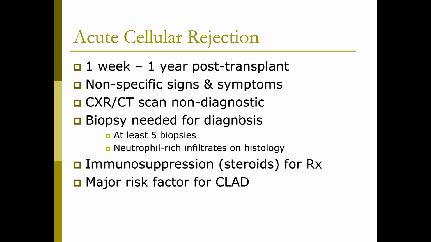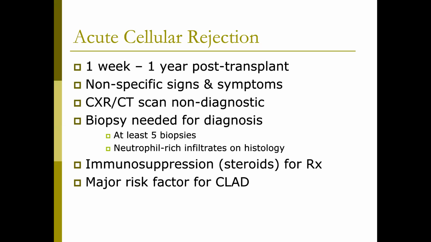I'm moving gears a little bit rather quickly. We'll talk a little bit about acute cellular rejection. It typically happens between 1 week and 1 year post-transplant. It usually has non-specific signs and symptoms, shortness of breath, cough. Chest X-ray and CT scan will be non-diagnostic. Really, for diagnosis of this particular condition, we need transbronchial biopsies.